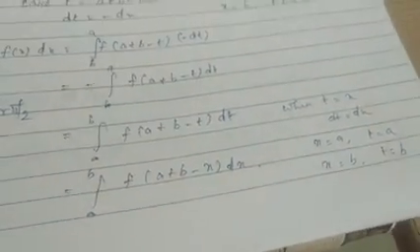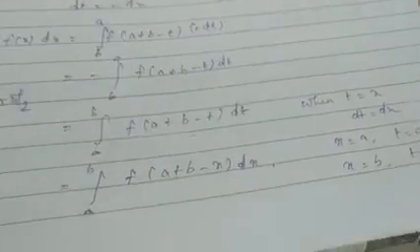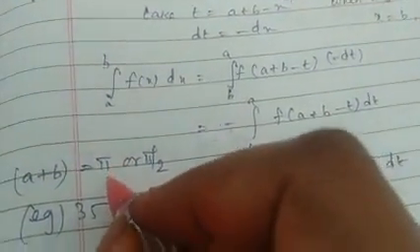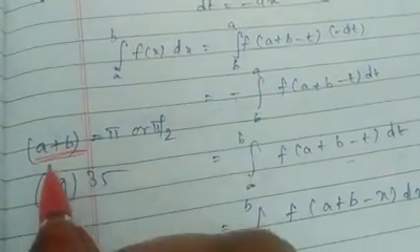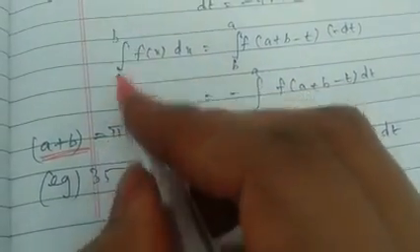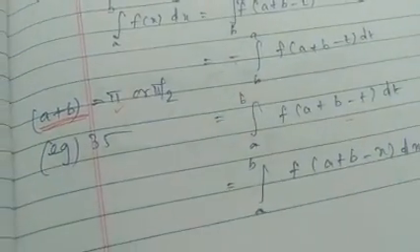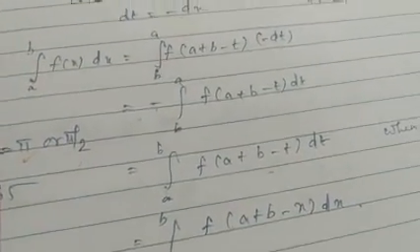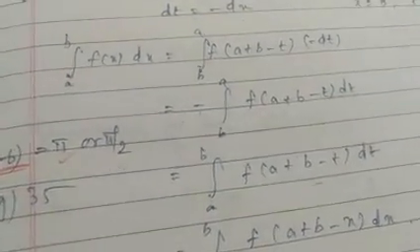This is also one of the important properties. This property we will be applying when the sum of the limits a plus b, that is, when you add the upper limit and the lower limit, you should get either pi or pi by 2. Then only you can apply this property. It will be so easy to solve this one.